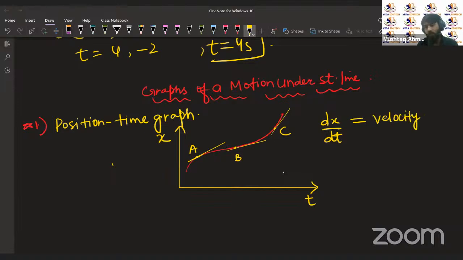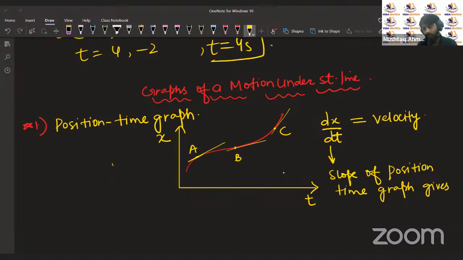And we know that the derivative represents the slope of the position time graph. The slope of the position time graph gives us the velocity. We can see at point A, the slope is positive, and at point B also, the slope is positive, and at point C, the slope is once again positive.